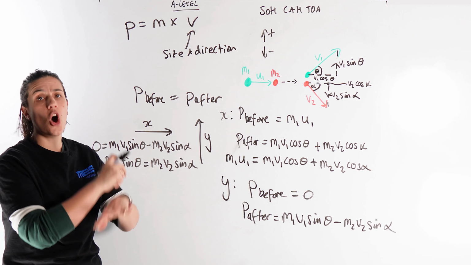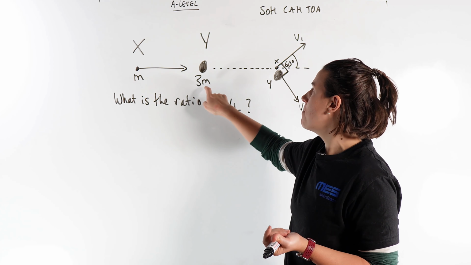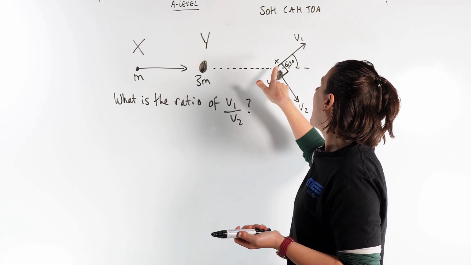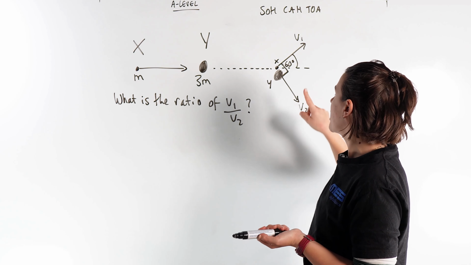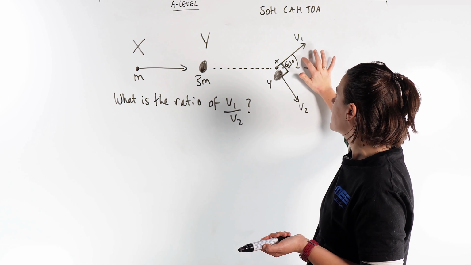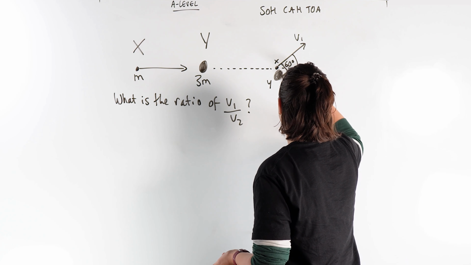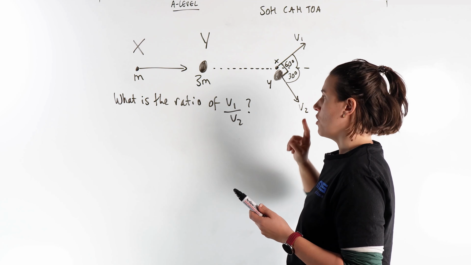So I've got a mass, m, which collides with a bigger mass, 3m, and then x and y go off in opposite directions. I know this angle here is 60, and I know that this forms a right angle, okay? So the first thing I'm immediately going to do is put in that my angle here is going to be 30 degrees. And then I need to find what the ratio of V1 to V2 is.